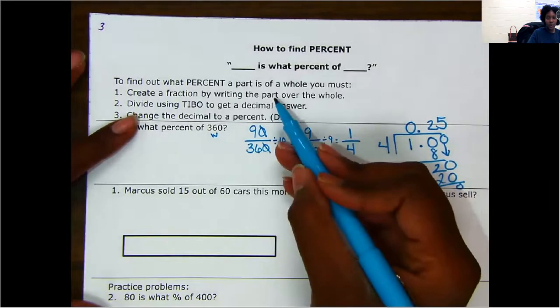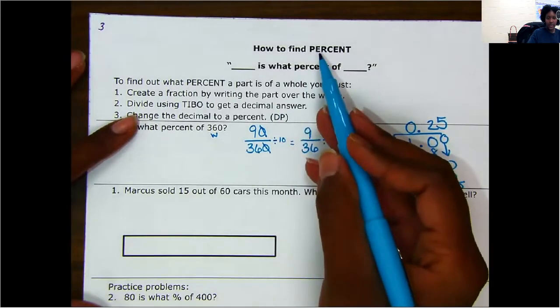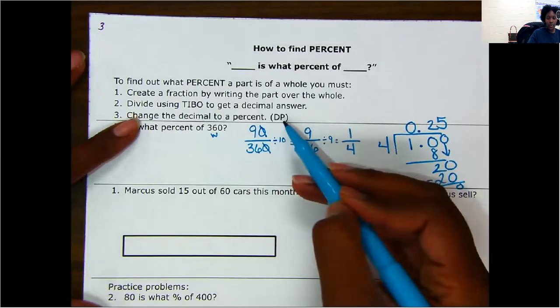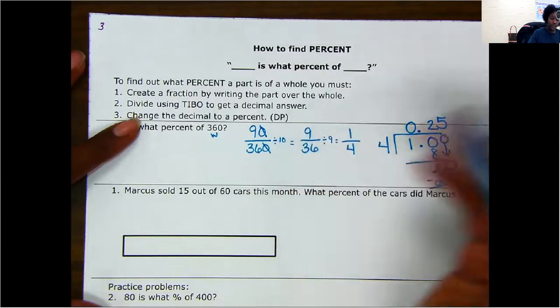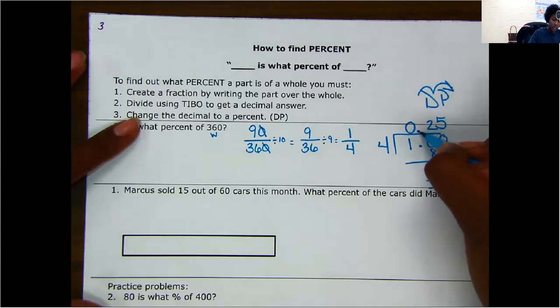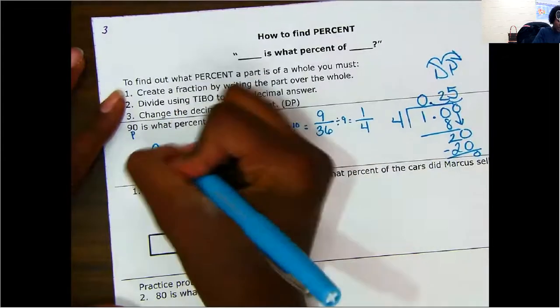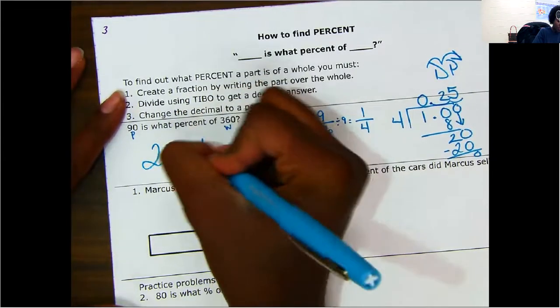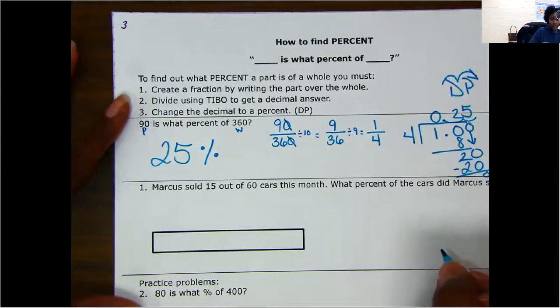We have our decimal, but remember, we're looking for a percent. So now we're going to use Dr. Pepper to change our decimal to a percent. So Dr. Pepper tells us to move 2 to the right. Here's my decimal, 1, 2. So my percent is 25%, okay?